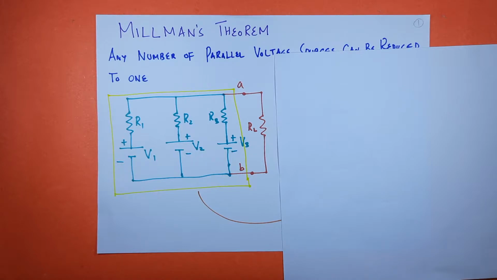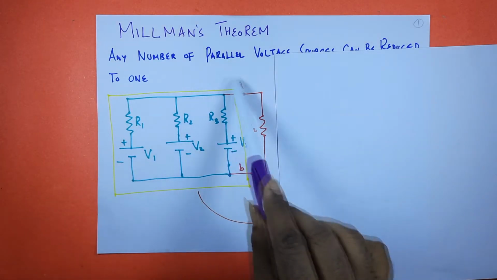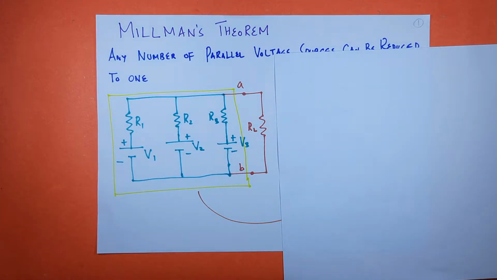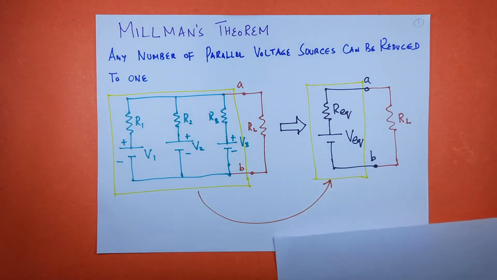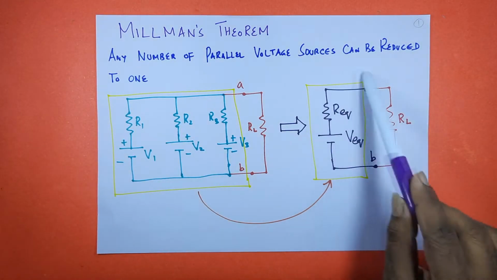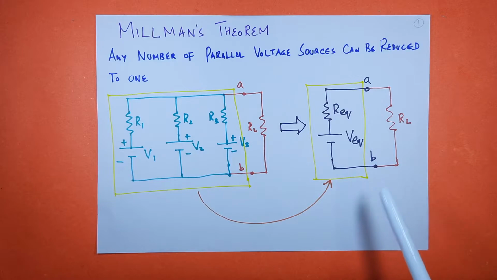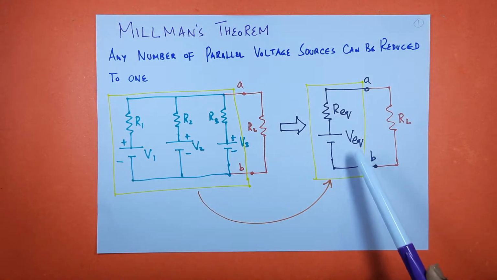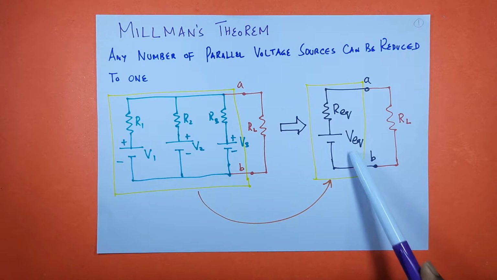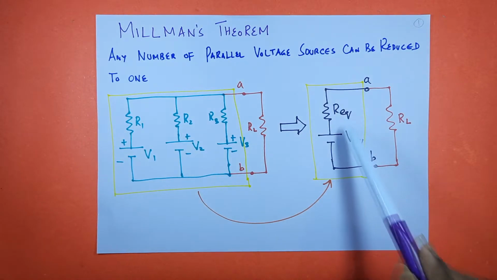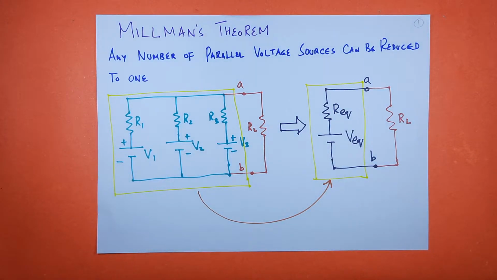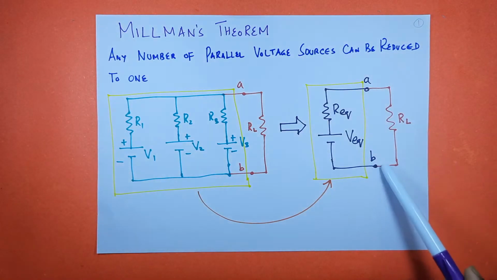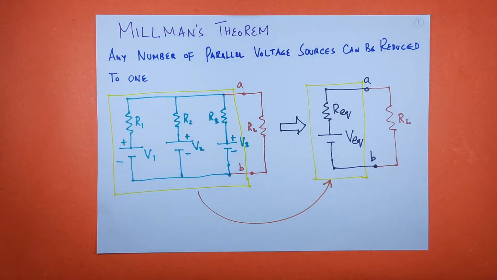So by the application of Millman's theorem, these three parallel voltage sources can be reduced to a single voltage source. So this entire thing can be replaced by one equivalent voltage source in series with one equivalent resistance R equivalent, and across the terminals A and B we can connect our load resistor RL, right?